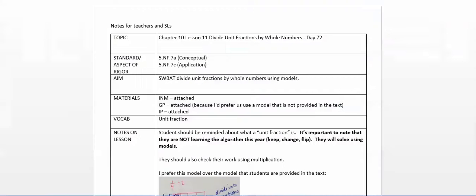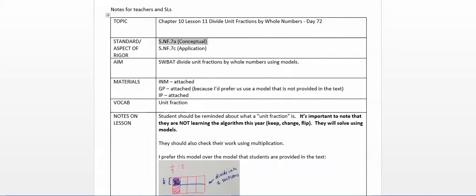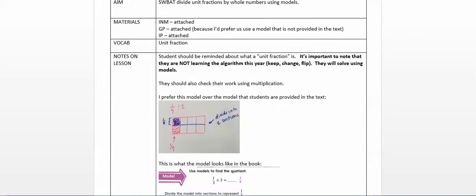Okay, so I'm going to go ahead and look through our notes on the lesson because there are some important things I want to front load for you. Again, our students should never be using the keep, change, flip. We're not teaching them that this year. This is a conceptual standard, and if we teach them keep, change, flip, that is procedural, and they will not understand what dividing by a fraction, or dividing a fraction by a whole number, means. So they should also check their work with multiplication.